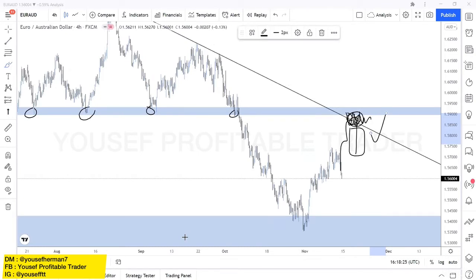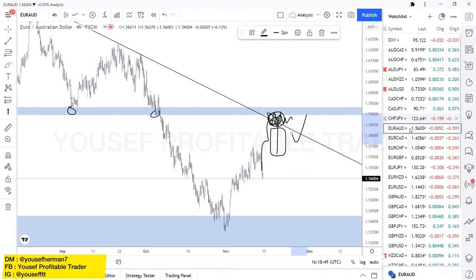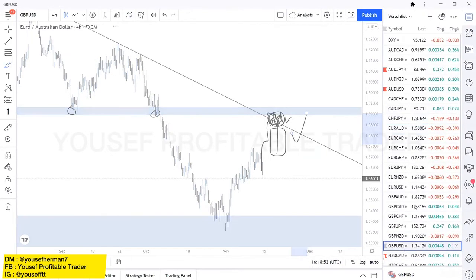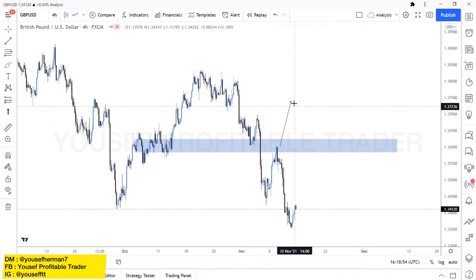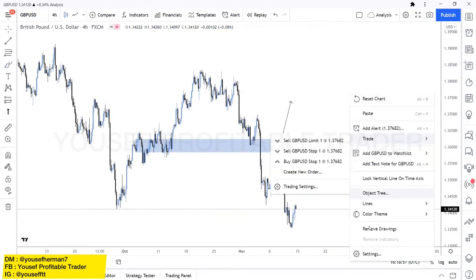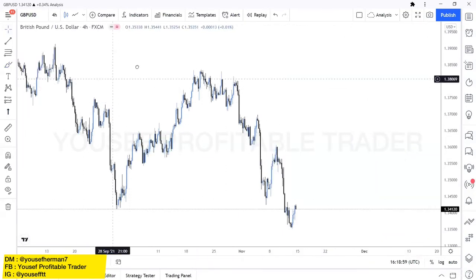So I will show you guys one more pair. Any pairs you can suggest? Let's look at the currency GBP USD.